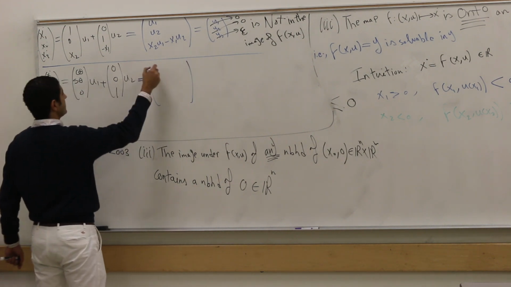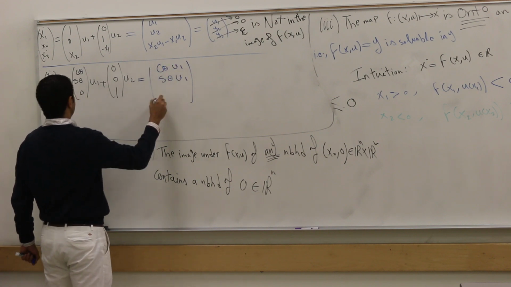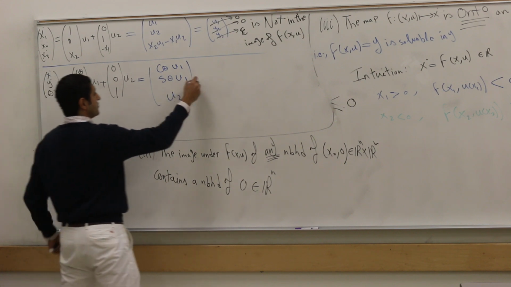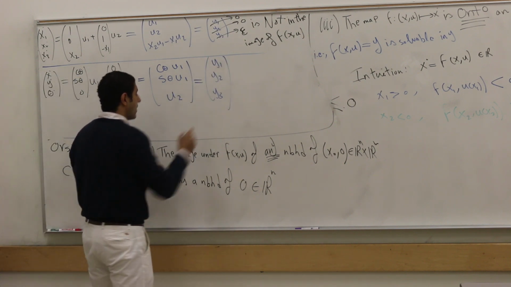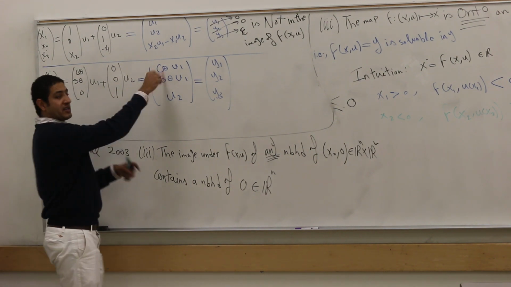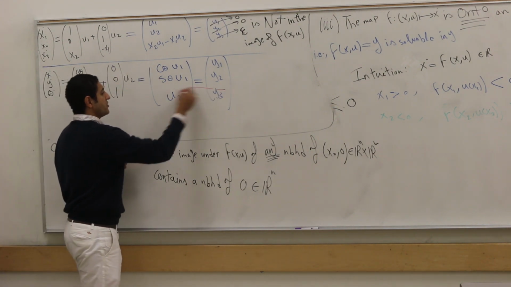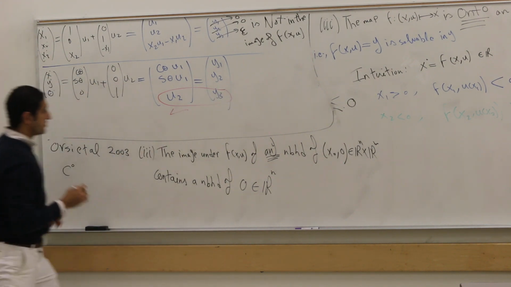Here is my map. So this is cosine theta u1, sine theta u1, and u2. And I want to solve this for y1, y2, y3 for any y's, and if making them smaller will help you, that's okay. Obviously, y2 is decoupled from the third, so the last equation can be satisfied without disturbing anything. It's okay. Let's focus on the first two.